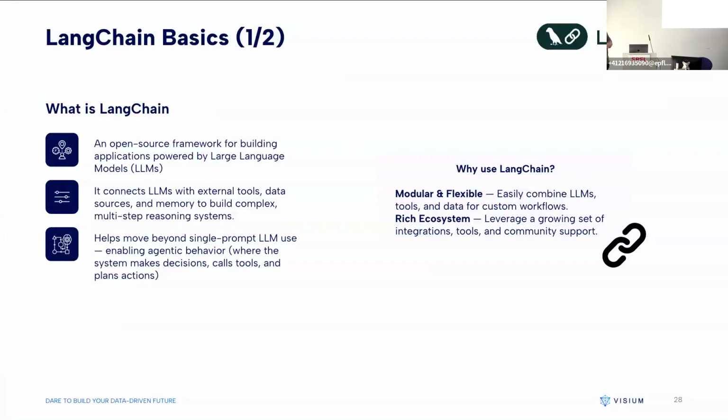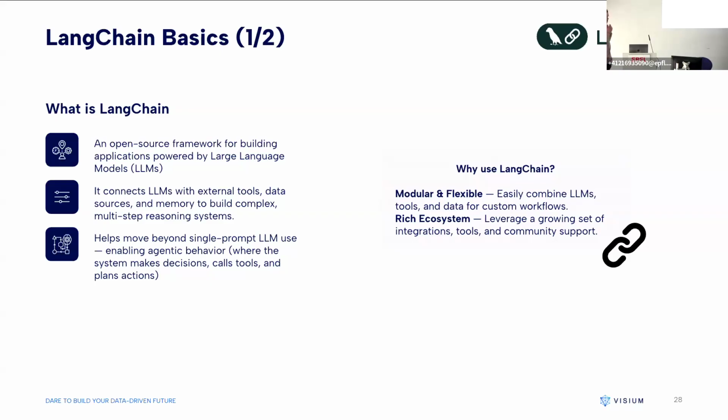It can have memory and even multi-step reasoning systems. So it's not just about doing a simple chatbot, but you can really use it to build a more agentic system, where the system makes decisions, calls tools, and plans actions. You will see it's really easy to use and easy to combine multiple LLMs together, even using different tools. And the ecosystem is really rich. The community is very large and there are a lot of tools that are already predefined.